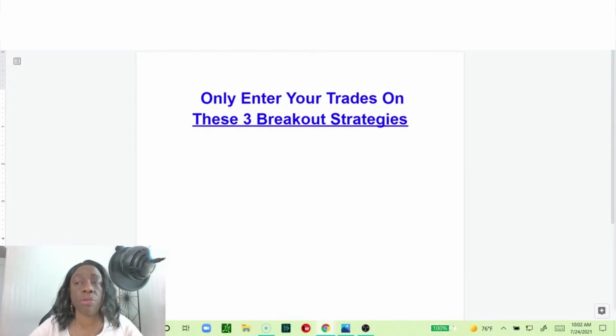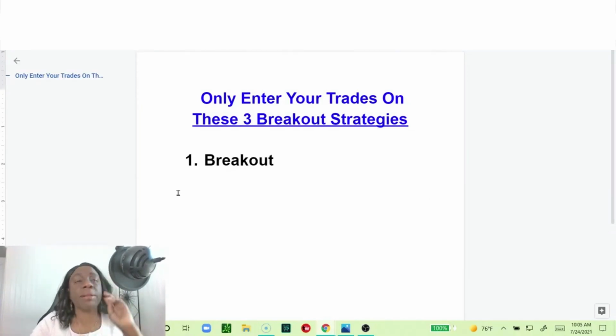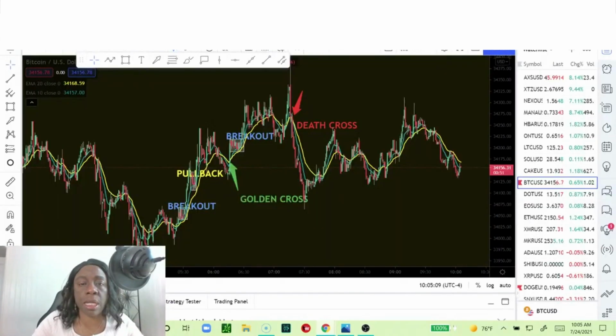So I'm going to go over 3 breakout strategies, and they are candlestick patterns that I look out for before I enter a trade. Now, it doesn't even matter if it's a long-term trade where I'm not necessarily attempting to scalp or day trade or swing trade. I still like to enter into a trade on one of these 3 breakout strategies. So the very first one is the breakout candlestick pattern, and each time I'm going to go to the same screen, and I'm using Bitcoin.